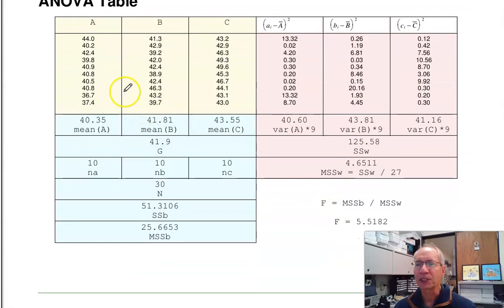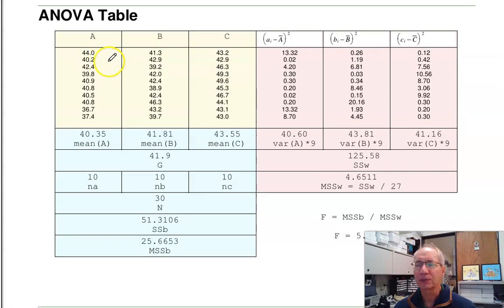I can set up an analysis of variance table. Here's the 40s, 80s, 2010s, mean of each data set, global mean, number of data points, total number of data points. This is A bar minus G squared plus B bar minus G squared plus C bar minus G squared times NC. It gives you the sum squared between columns divided by k minus 1, divided by 2, gives you 25.